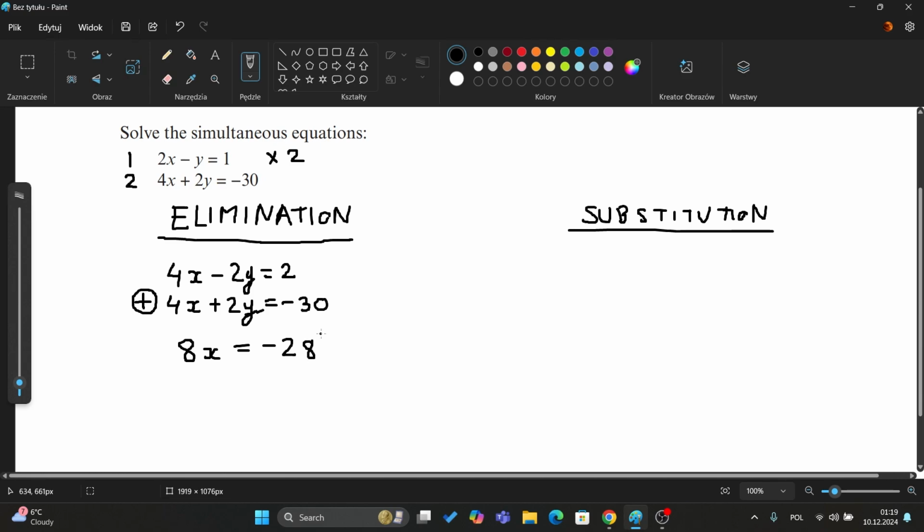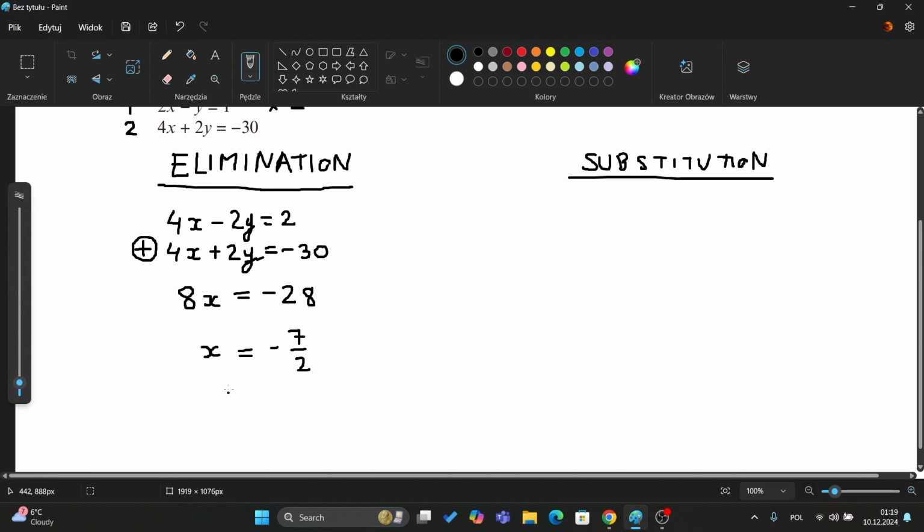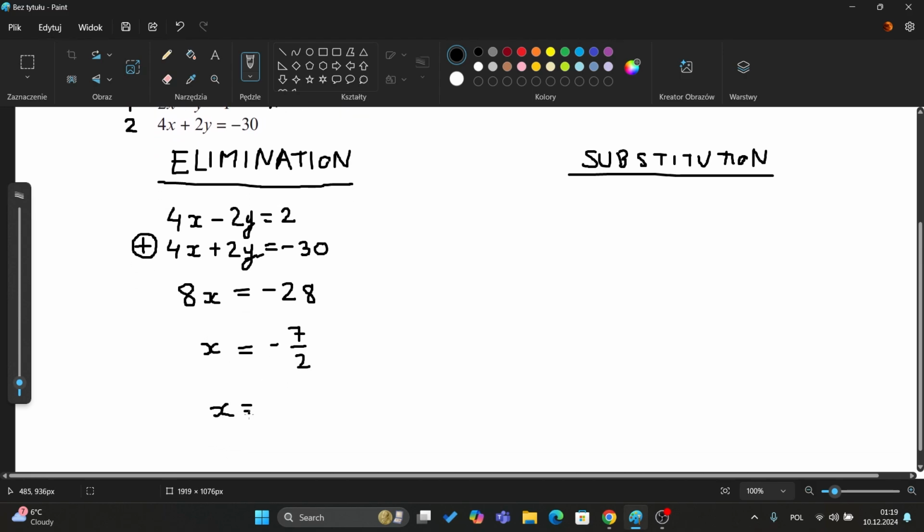Now using division, we can do minus 28 over 8, and we get negative 7 over 2, which in other words is minus 3.5.